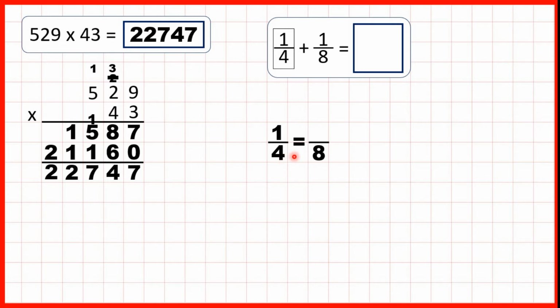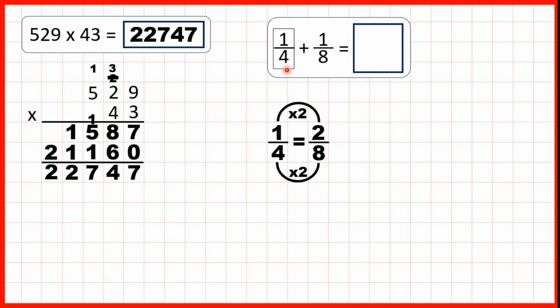Now, to find equivalent fractions, we always use multiplication or division, and we can see that 4 times 2 is 8, and what we do to the denominator, we need to do to the numerator as well. So 1 times 2 is 2. Now, we can rewrite our question.